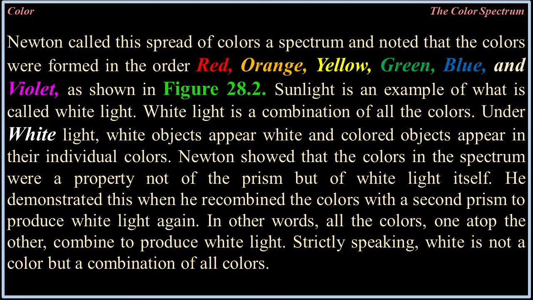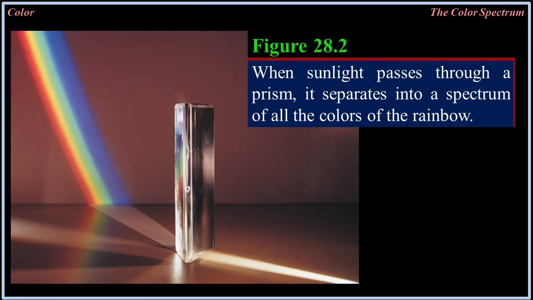Newton showed that the colors in the spectrum were probably not of the prism but of the white light itself. He demonstrated this when he recombined the colors with a second prism to produce white light again. In other words, all the colors, one atop the other, combine to produce white light. Strictly speaking, white is not a color, but a combination of all colors. Figure 28.2: When sunlight passes through a prism, it separates into a spectrum of all colors of the rainbow.